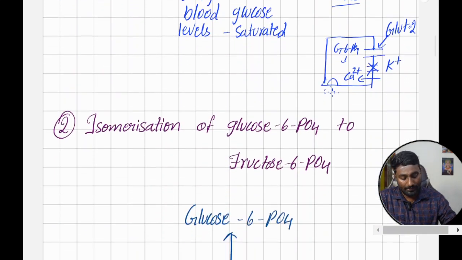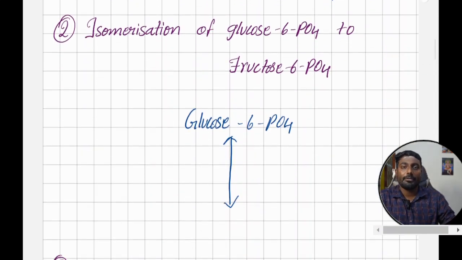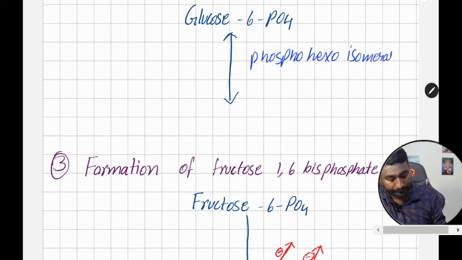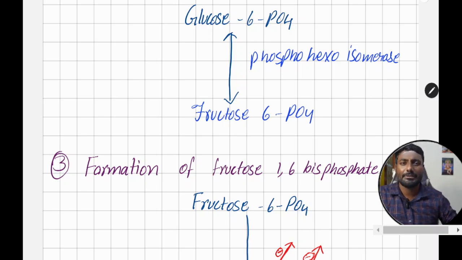Okay, now in the next step we are going to see glucose 6 phosphate getting converted to fructose 6 phosphate. What is the enzyme here, students? Yes, it is phosphohexo isomerase. So glucose 6 phosphate is getting converted into fructose 6 phosphate. There is not that much significance about this step, and the next step is very important.